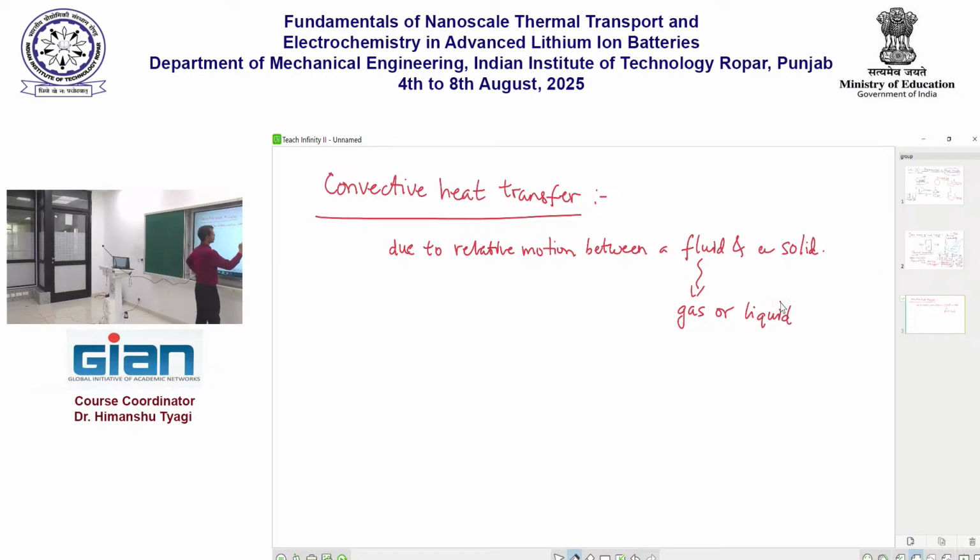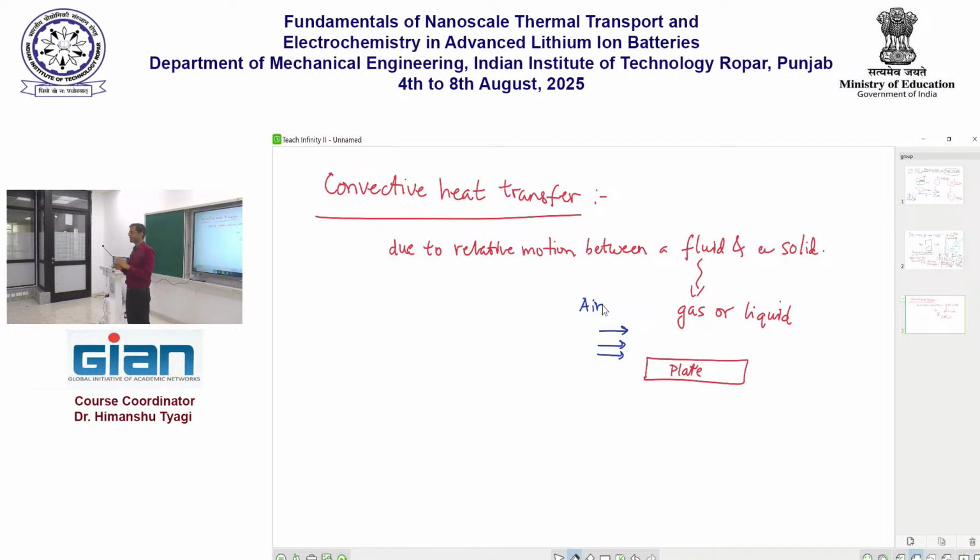So if I have a solid body, such as a plate, and if I blow air over this plate, then if the plate is hot and the air is cold, as the air passes over the plate, it steals a little bit of heat from it. It scoops a little bit of heat and takes it away with it. Because of which this air will get hotter and this plate will get colder.